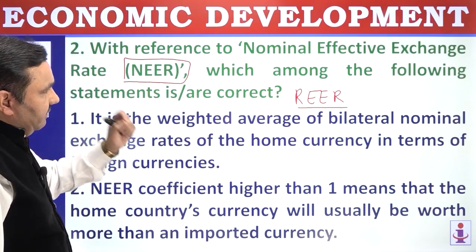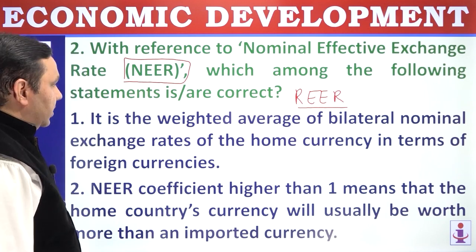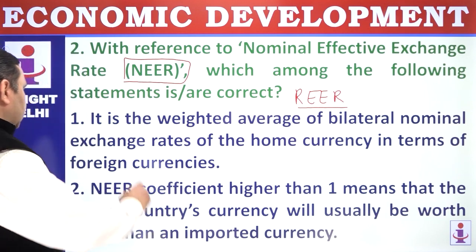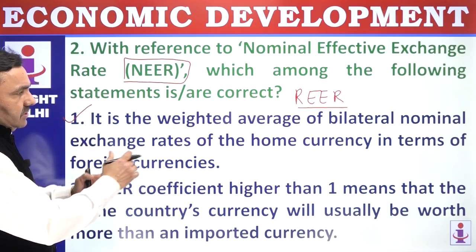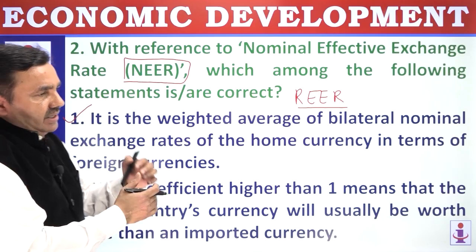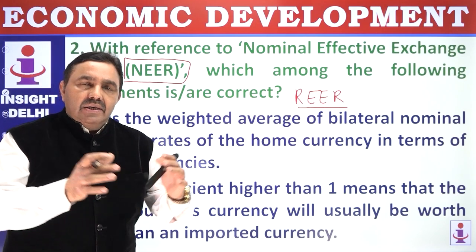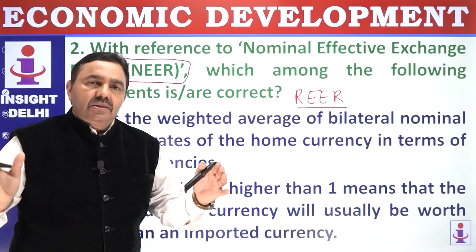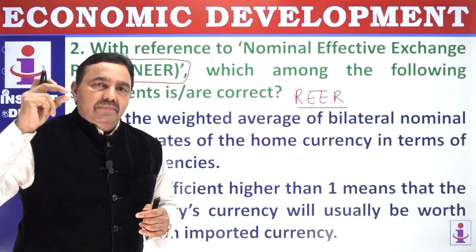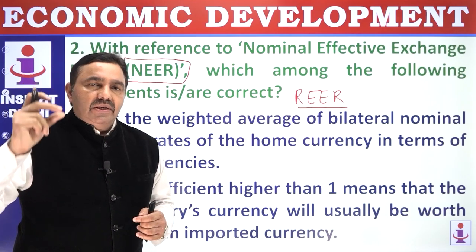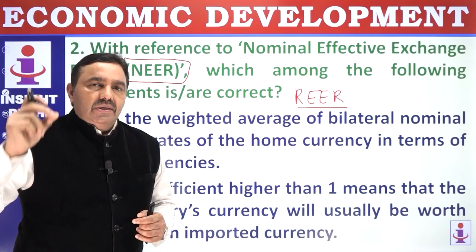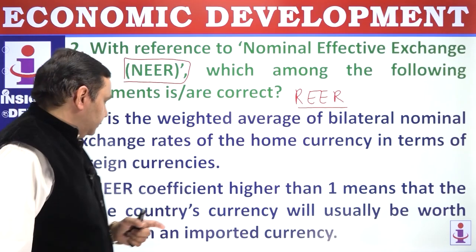It is a weighted average of bilateral nominal exchange rates of the home currency in terms of foreign currency. That is the meaning here. It means if you are trading with many countries, and let's say you have 10 significant partners, use their currencies, make an index, and give the weight in the ratio of the percentage of trade with those countries.